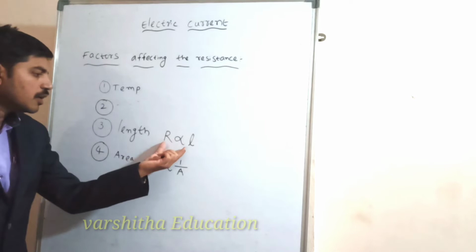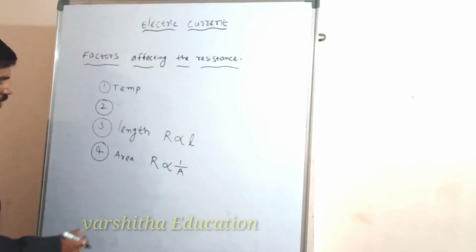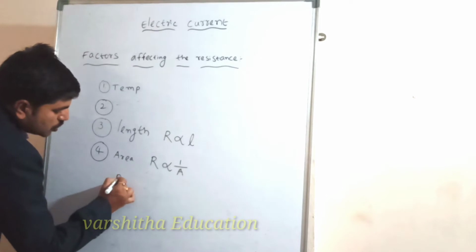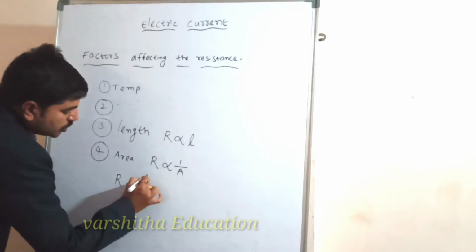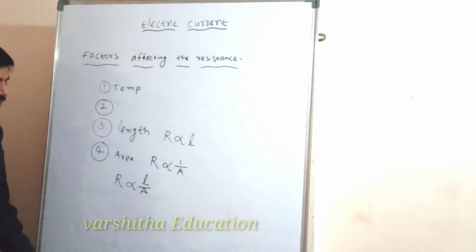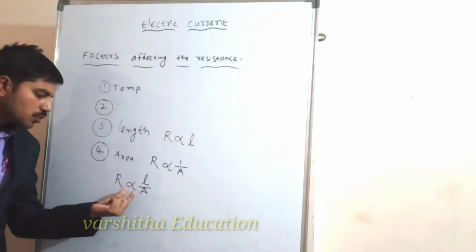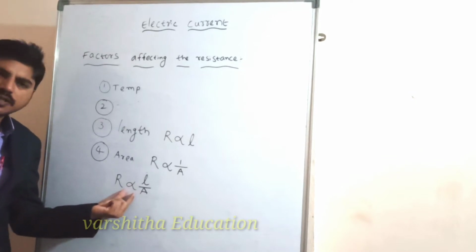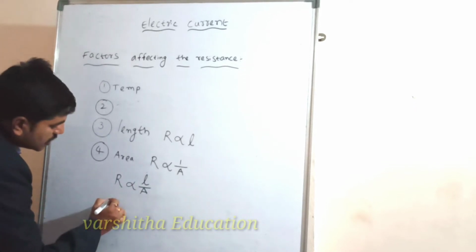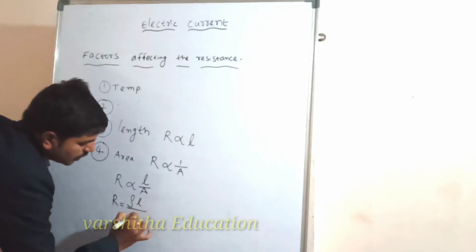So if I take R is proportional to L and R is proportional to 1 by A, and if I combine these two, then R is proportional to L by A. So we just observe that R is proportional to L by A. If I remove the proportionality, then it should be a constant. That is, R is equal to rho into L by A.